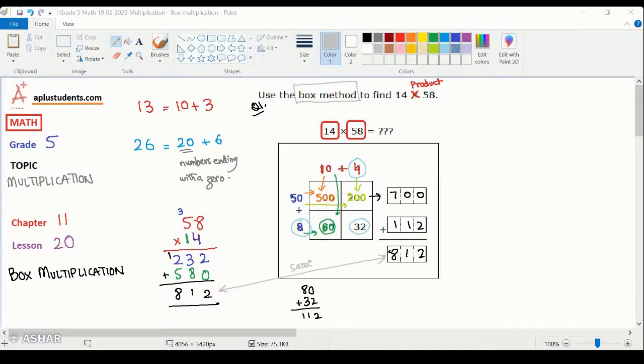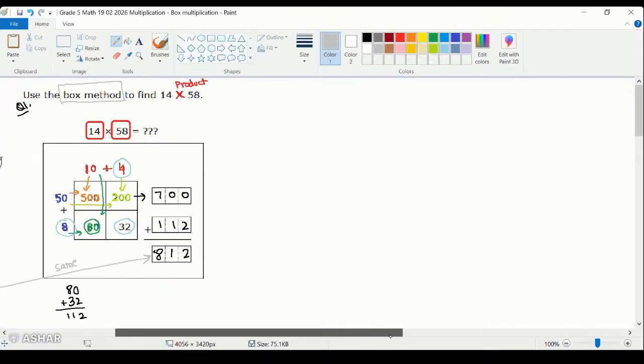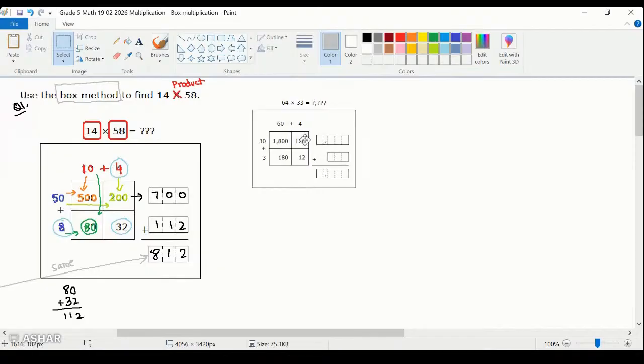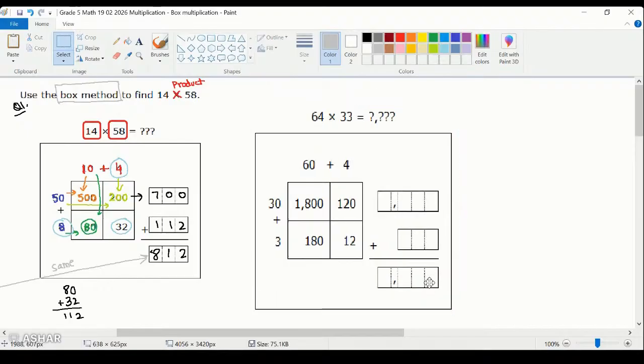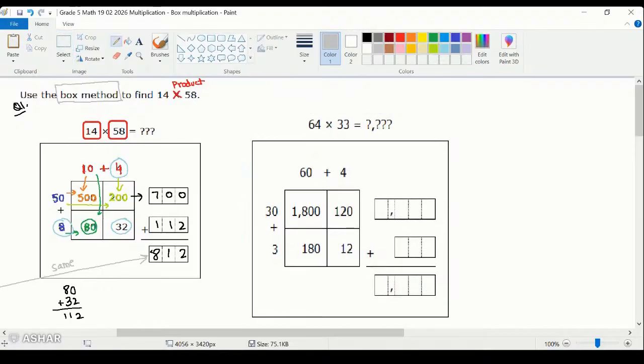For the next question, let's find the answer. Yusuf, help me out. For question number 2, let's say we need to use the box method to find the answer, right? Question number 2, use box method. I'll remove the values which have been given to us so that we do it from scratch.